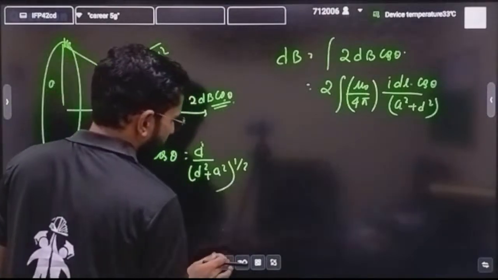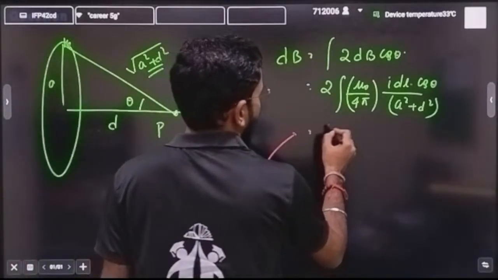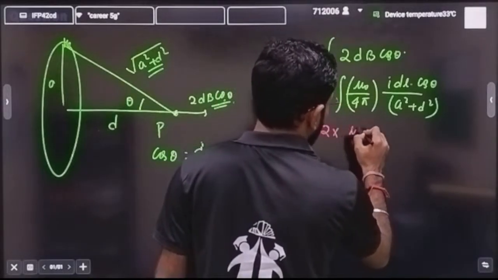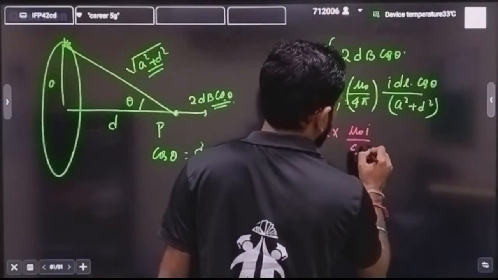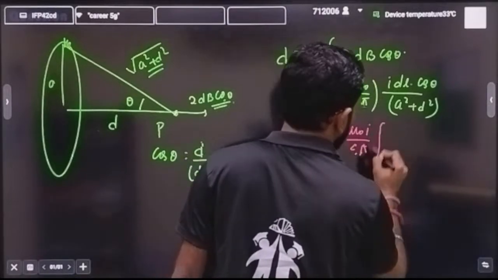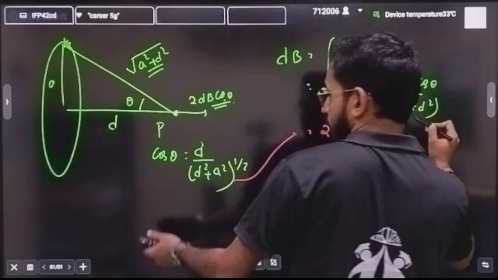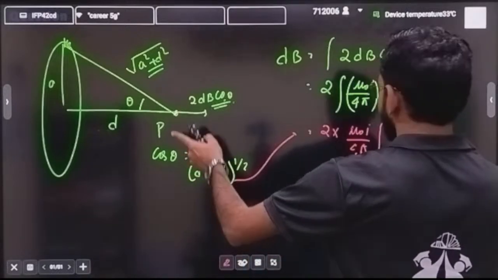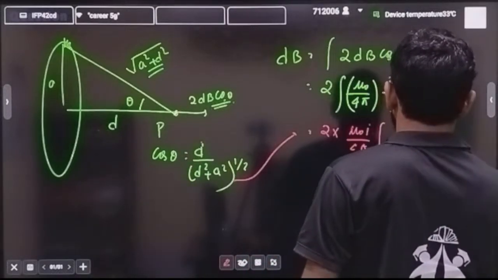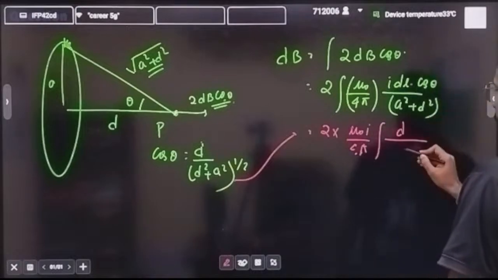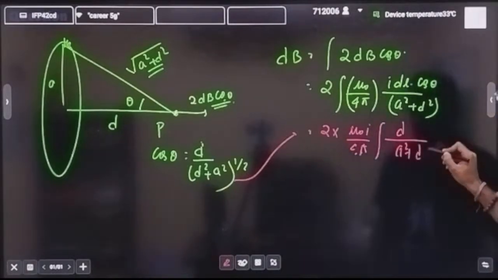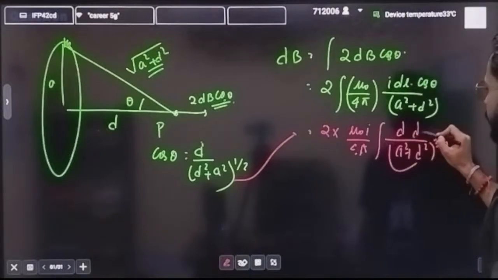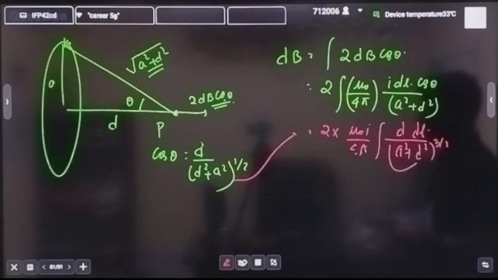Now replace this value here. Take all these constants out of the integration: 2 times mu naught I divided by 4 pi. Take the rest of the things inside the integration, and substitute the values from here. Cos theta you will write as d, the distance, divided by the square root of a square plus d square. In the denominator it is already a square plus d square, so the net power is how much? Power 3 by 2, and the integration is with respect to what? dl.